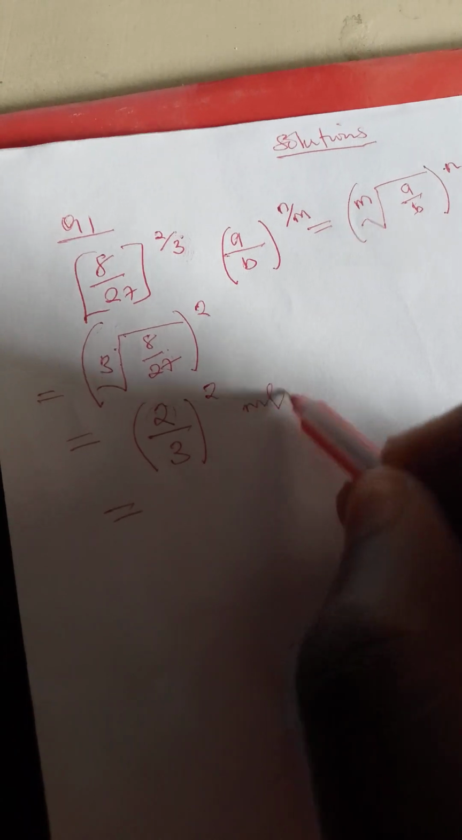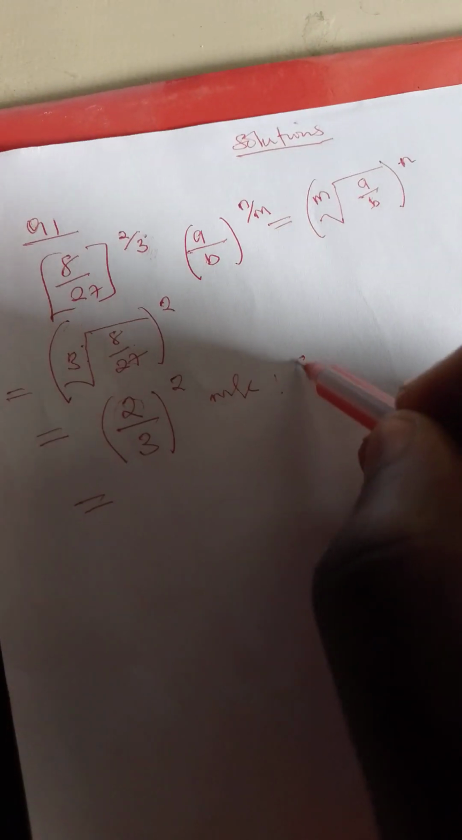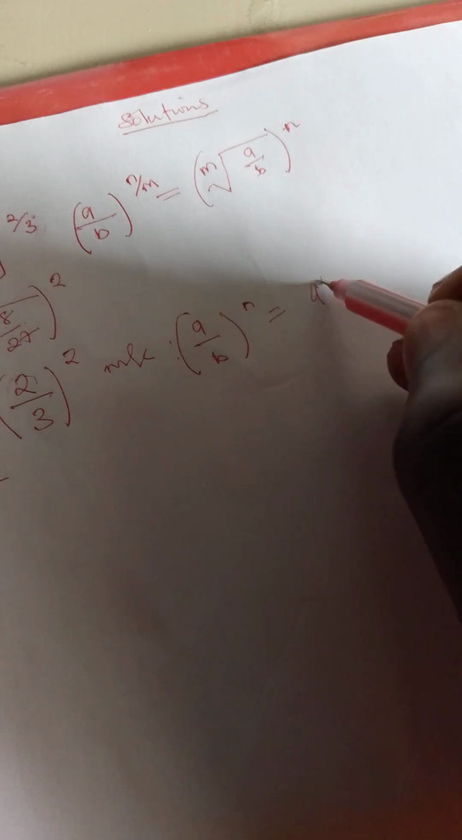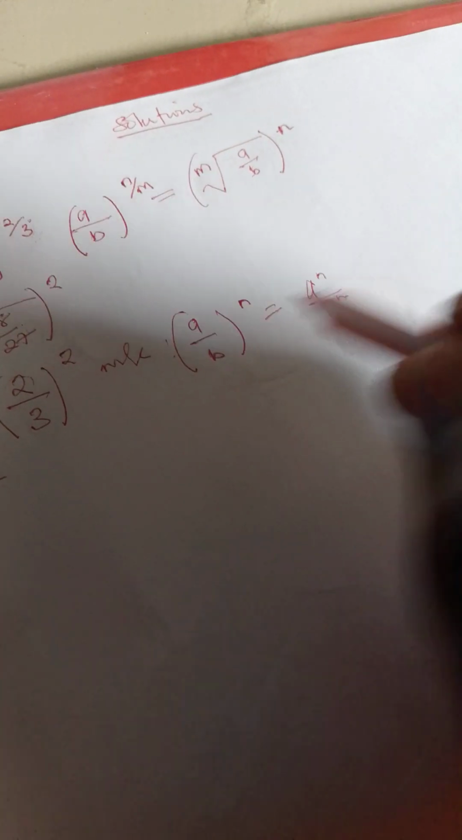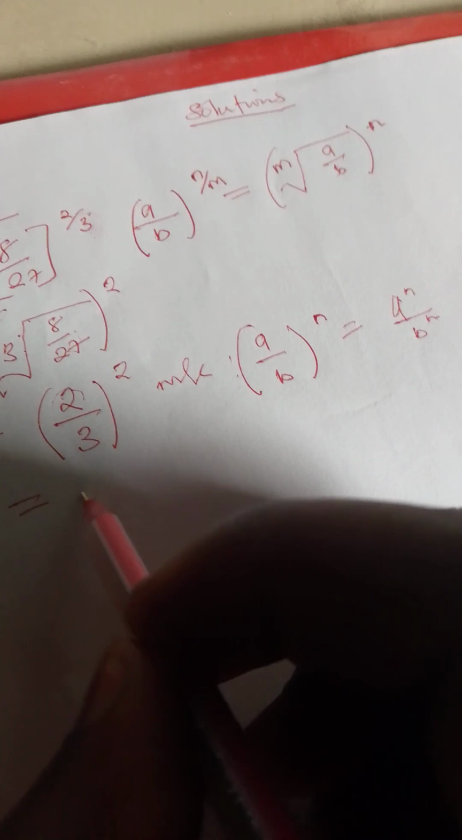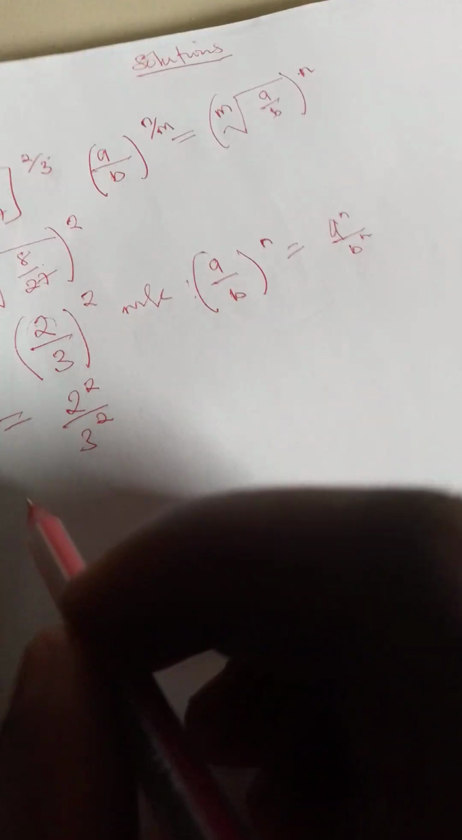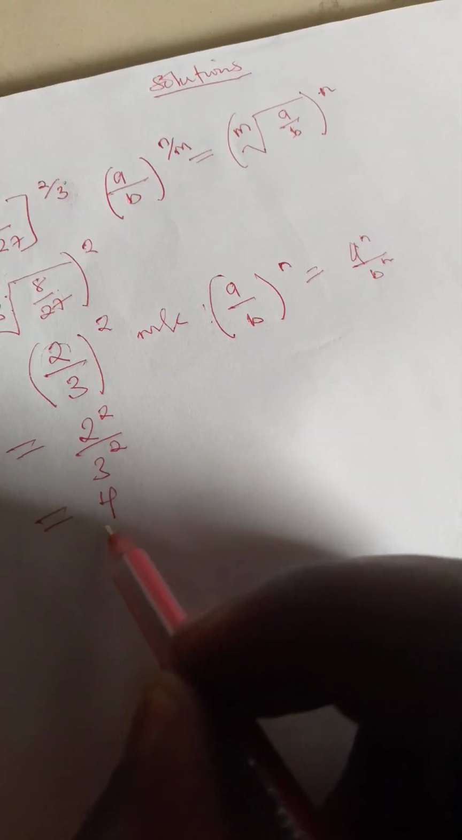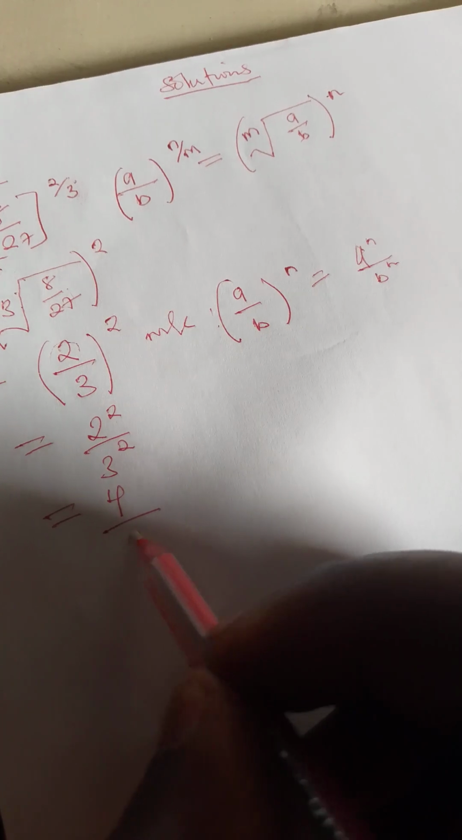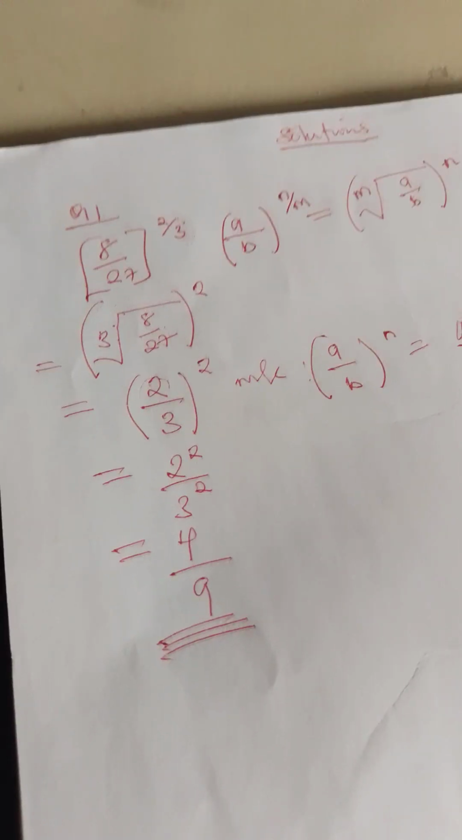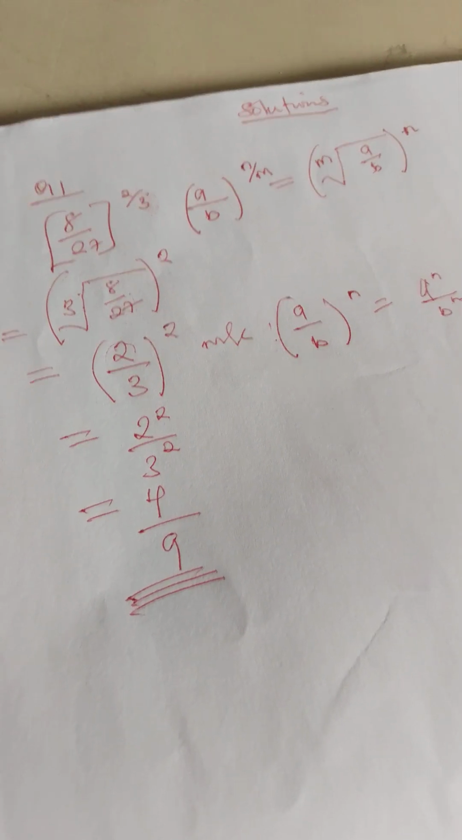Here you can also apply the rule which states that a over b in bracket to the power n is the same as a to the power n over b to the power n. So I'm going to distribute the 2 inside. That is 2 to the power 2 over 3 to the power 2. So 2 to the power 2 is 4, then 3 to the power 2 is 9. So, viewers, this is the final answer for that question.